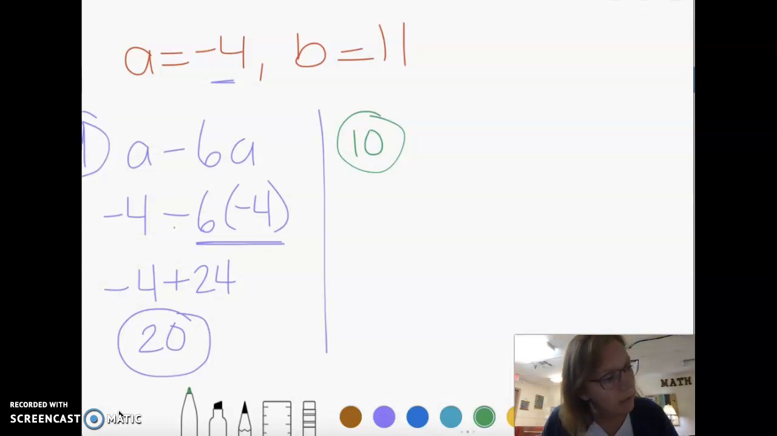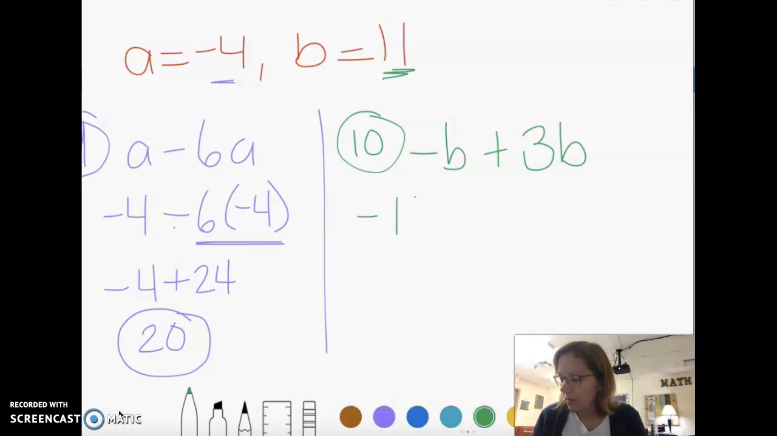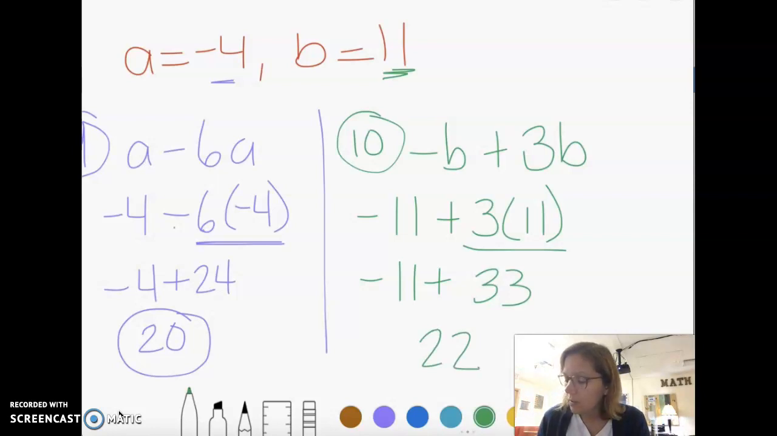So let's do negative b plus 3b. So this time I'm plugging in the number that stands for b, which is 11. So I have negative 11 plus 3 times 11. Order of operations says I have to do multiplication first. 3 times 11 is 33. Now I can subtract. My signs are different, so I subtract. 33 minus 11 is 22. The 33 is bigger and positive, so my answer is going to stay positive.